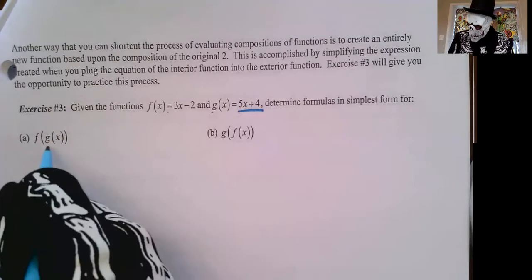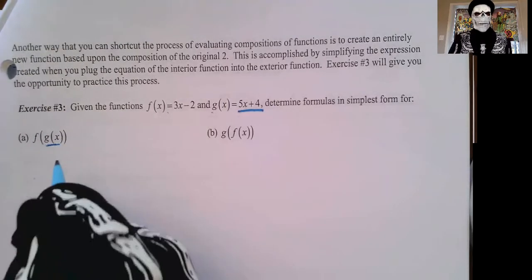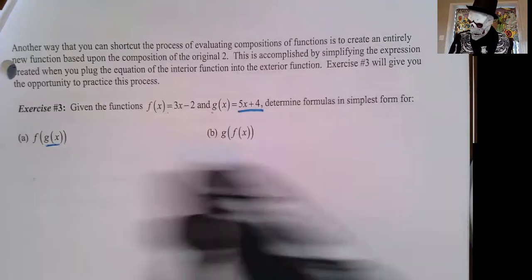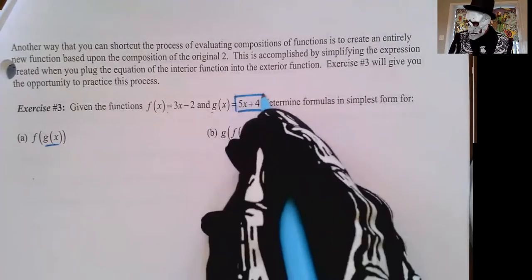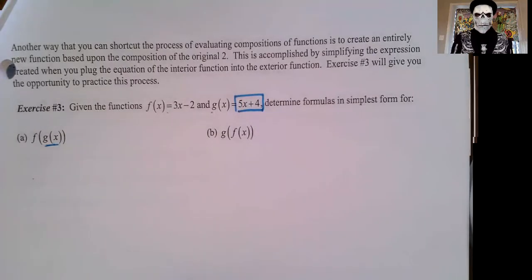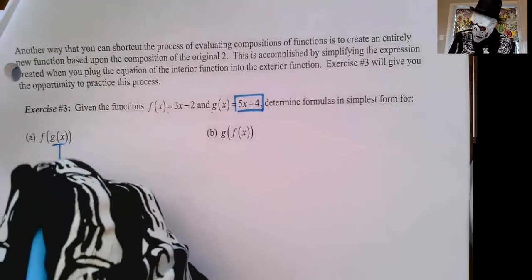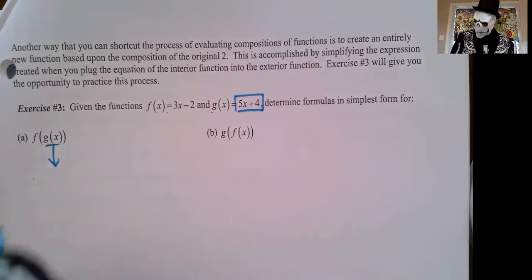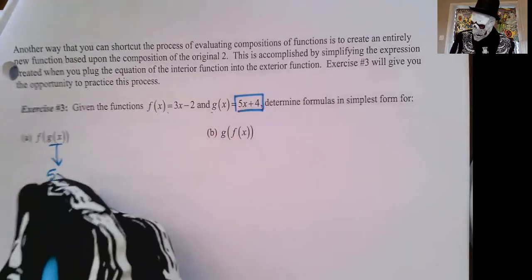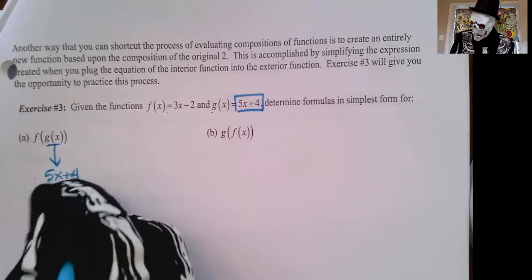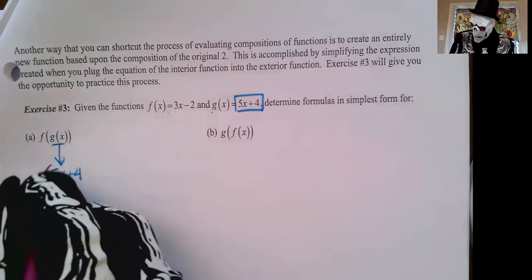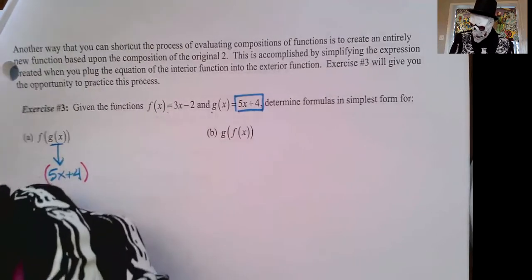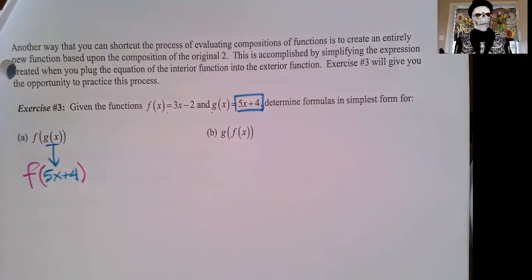So what that means here is that the actual thing I'm going to be using on the inside of this set of parentheses is not a number that I get when I plug something in, but in fact, the whole expression, 5x plus 4. So what I'm going to do is I'm going to go in here and instead of g of x, I'm going to write 5x plus 4. Now, these parentheses that are on the outside of it are the ones that come from the outside function, that f. So what we're going to do is we're going to write that on the outside here, f of 5x plus 4.